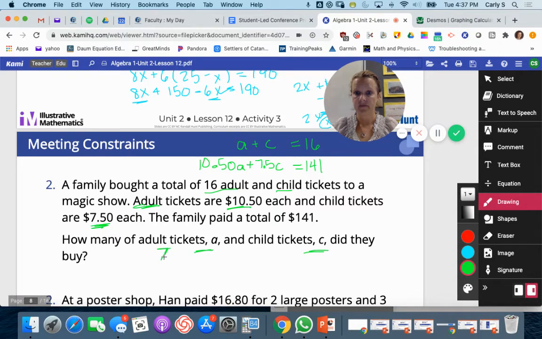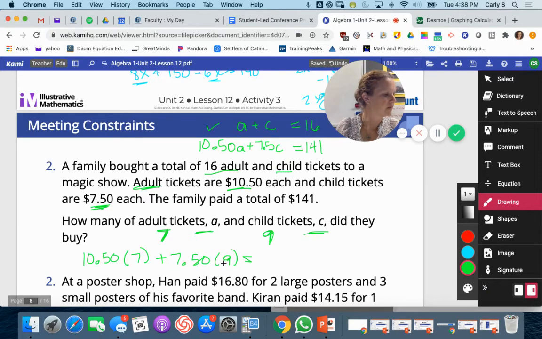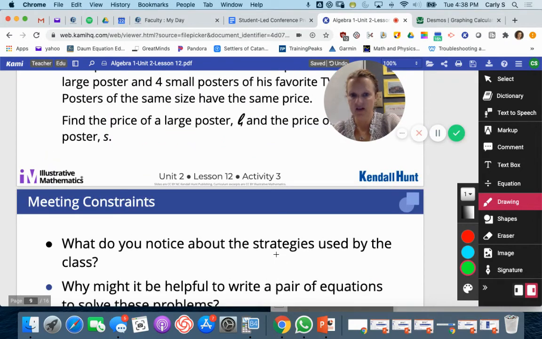So 7 and 9. 7 plus 9 is 16. That works in the first one. Let's check the second one. 1050 times 7 plus 750 times 9. That should equal 141. Hold on. 141. I knew it would be right. Desmos does a pretty good job. All right, let's try this one.